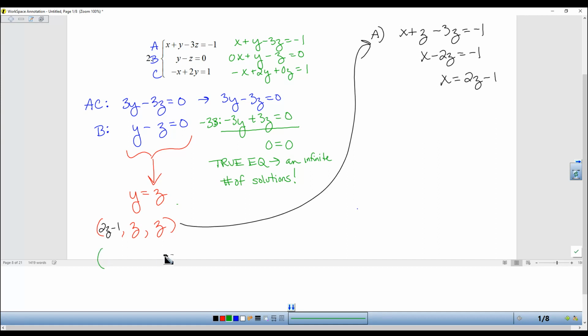So now I could tell you one of the infinite solutions. If z is 0, then the y, which is equal to z, is also 0, and this would be negative 1. That is one of the infinite solutions. If z is 1, then the y is also 1 because it's also z. And then 2 minus 1 would be 1. That's one of the infinite solutions. And you could check any one of your infinite solutions back in the original to make sure that it actually worked.